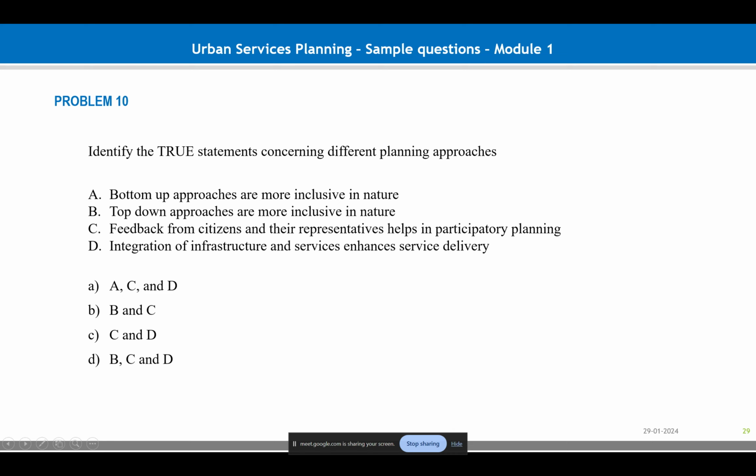Just give me 1 second. Yeah, sorry for that.